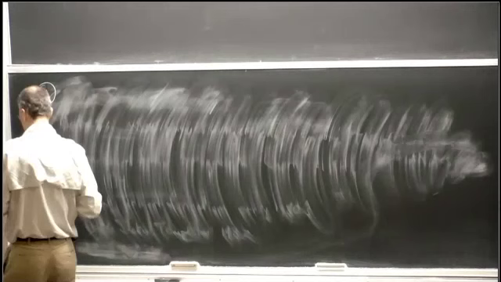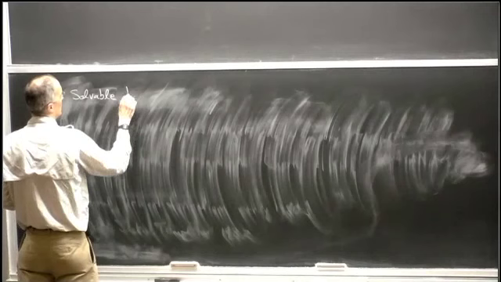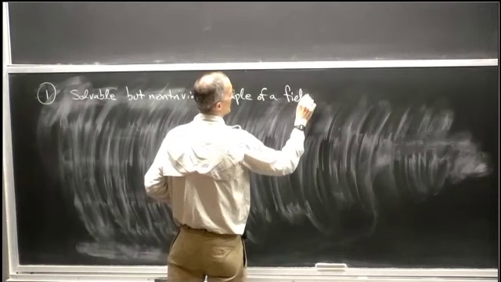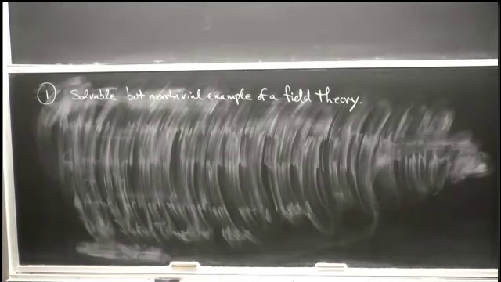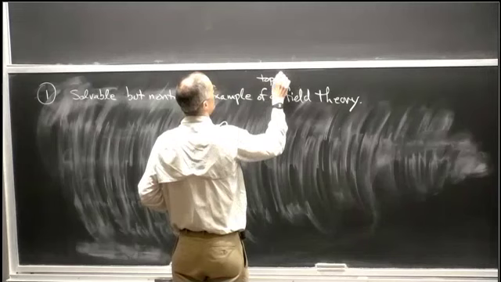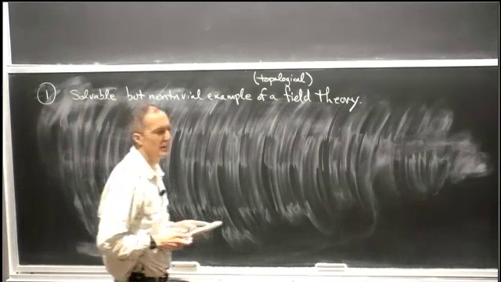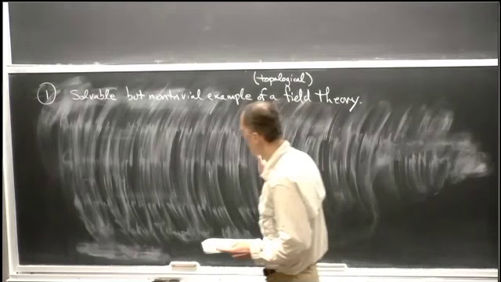As I said before, it gives you a solvable but non-trivial example of a field theory, because there's a vast reduction of the degrees of freedom. It's actually an example of what's called a topological field theory. You can write down axioms for what a topological field theory is, but it's actually hard to find interesting, non-trivial examples of those axioms. And so this, again, does that.